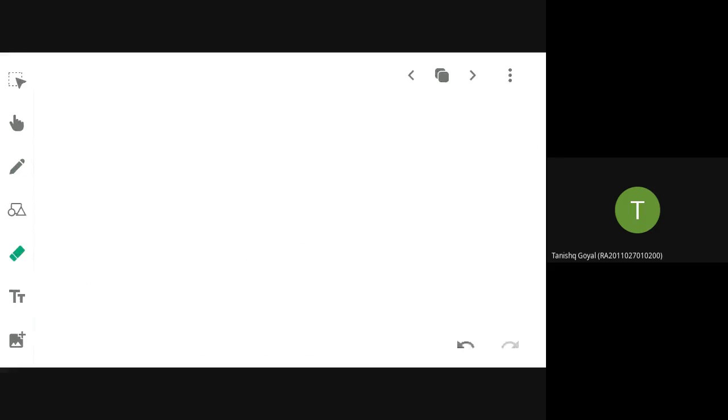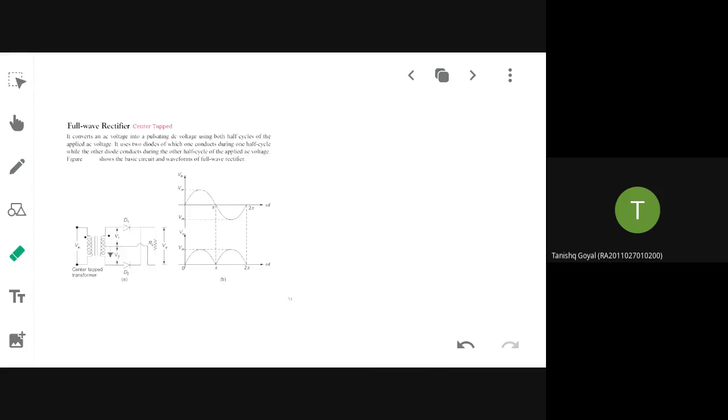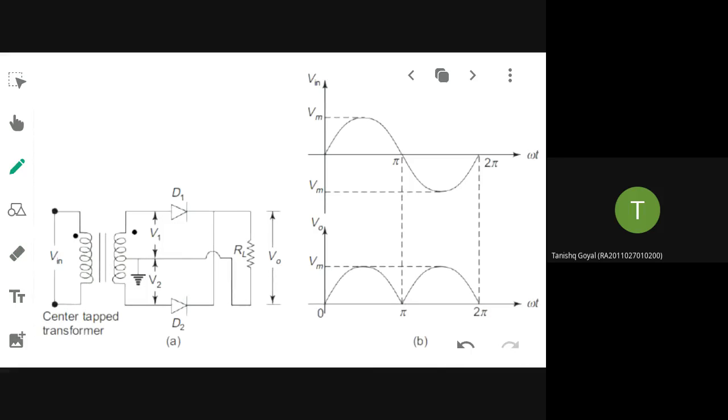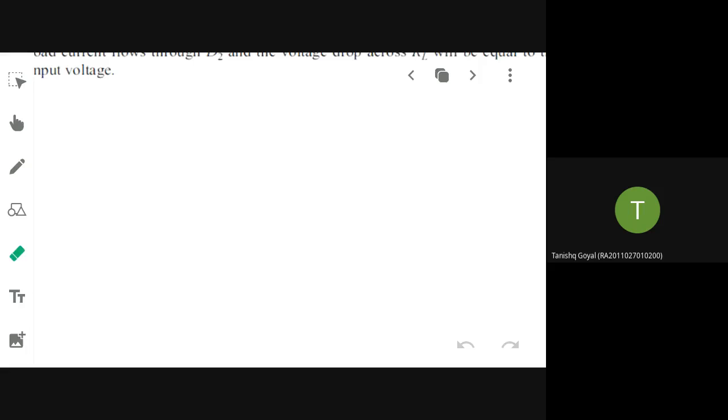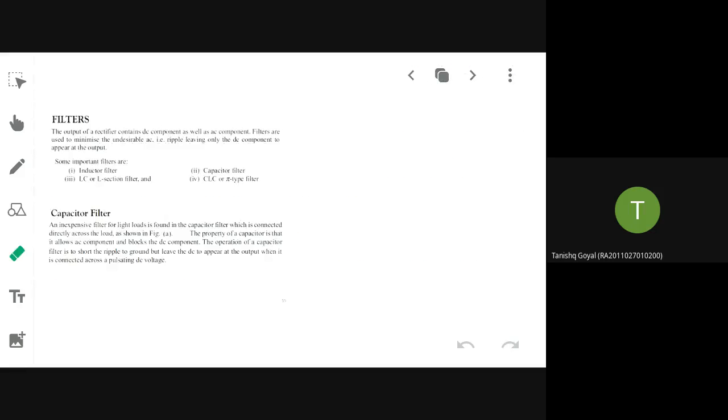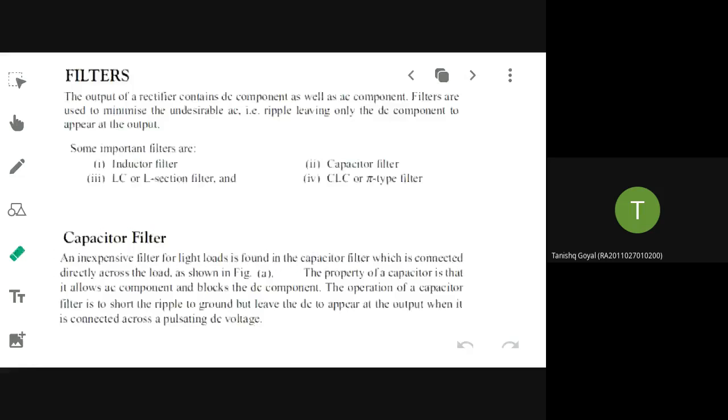Same here also. In the full wave rectifier also, do you have any filter here? No. Suppose you use a capacitor here, instead of a pulsating DC, you will be able to get a ripple free DC. So this is the advantage of having a filter at the output side. So what are the different types of filters that you have? There is a list, some important types of filters listed here.